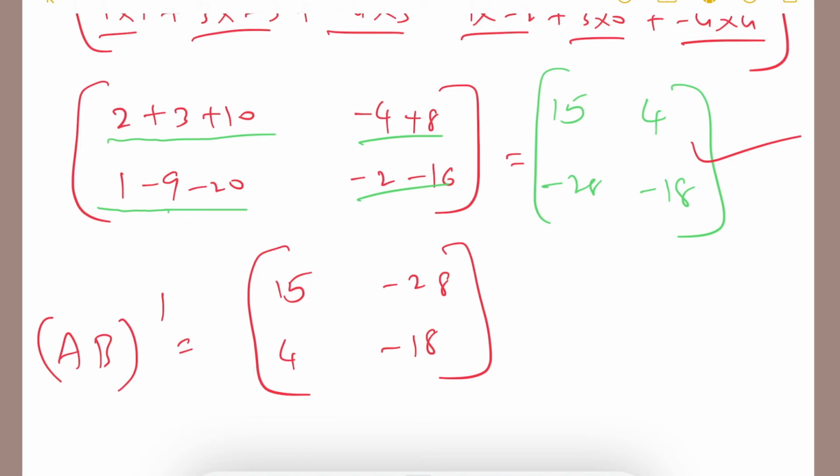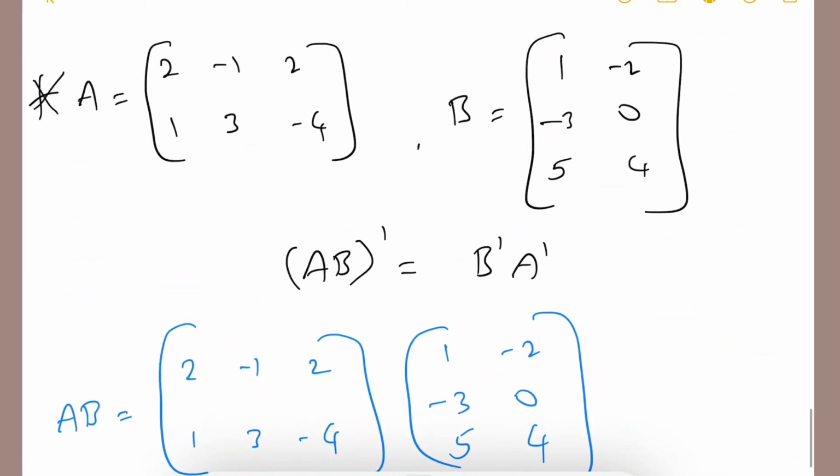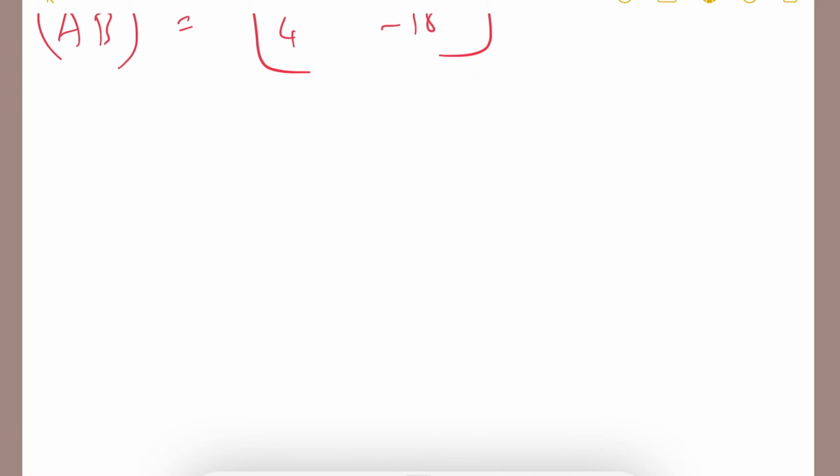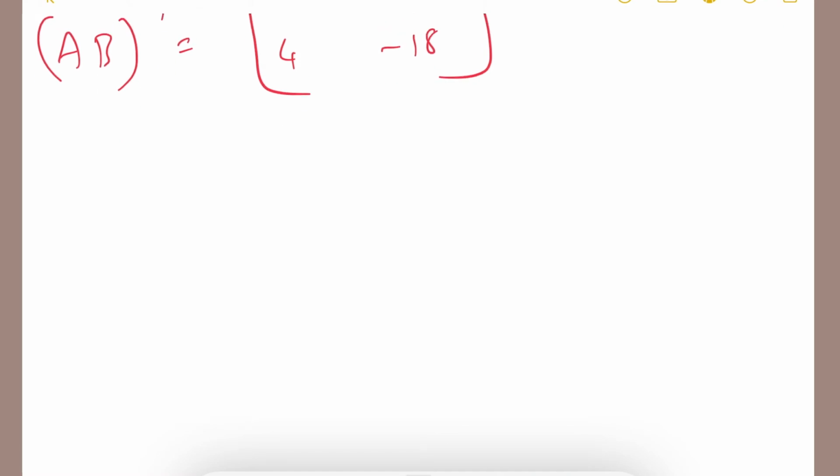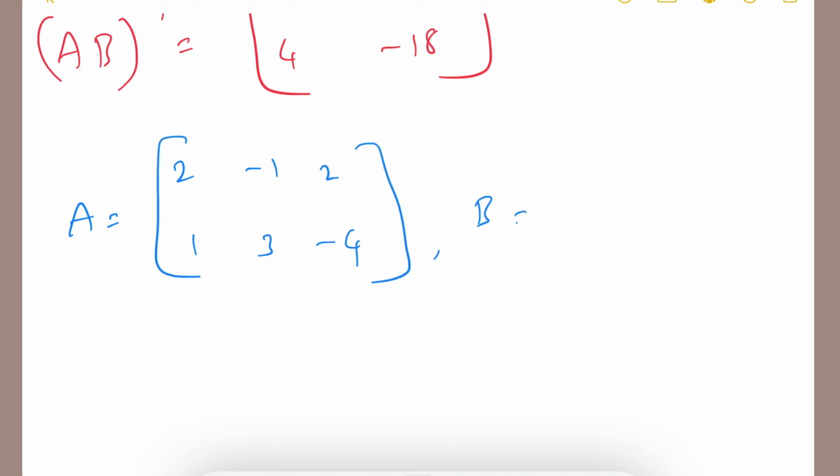So this is the value of (AB) transpose, and still he is asking us to show that (AB) transpose is equal to B transpose into A transpose. Okay, first let us write the B transpose and A transpose. Matrix A is given as [2, -1, 2; 1, 3, -4], and matrix B is given as [1, -2; -3, 0; 5, 4].